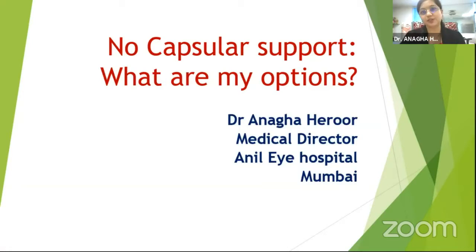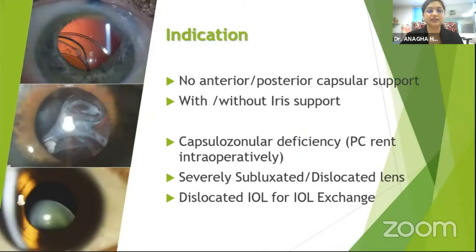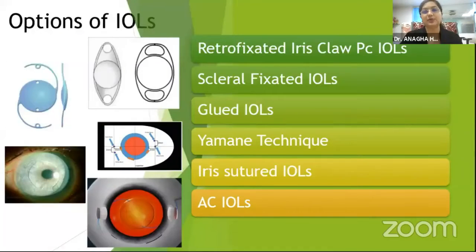Thank you so much, Dr. Sanjay, for inviting me to your IC, and I would be speaking to you all on no capsular support. What are my options? No financial interest in any of the products seen here. So what would be the basic indication? When you have a large PC rupture and there is no support of either the posterior or many times even the anterior capsule, with or without iris support. It could be a PC rent which has occurred intraoperatively, or a severely subluxated or dislocated lens, or a patient operated elsewhere who comes to you with a severely subluxated or dislocated IOL for an IOL exchange. These are the various situations we need to look at.